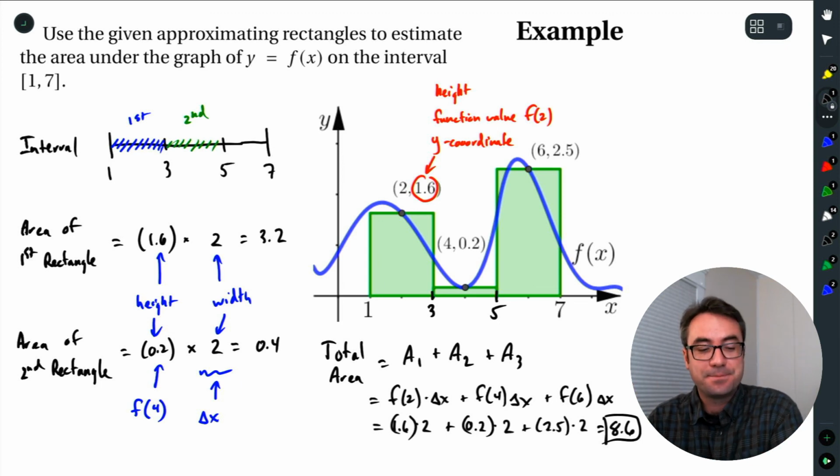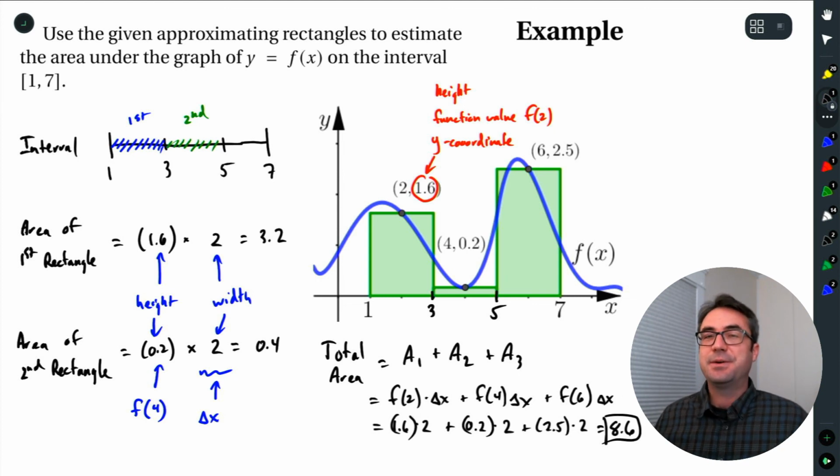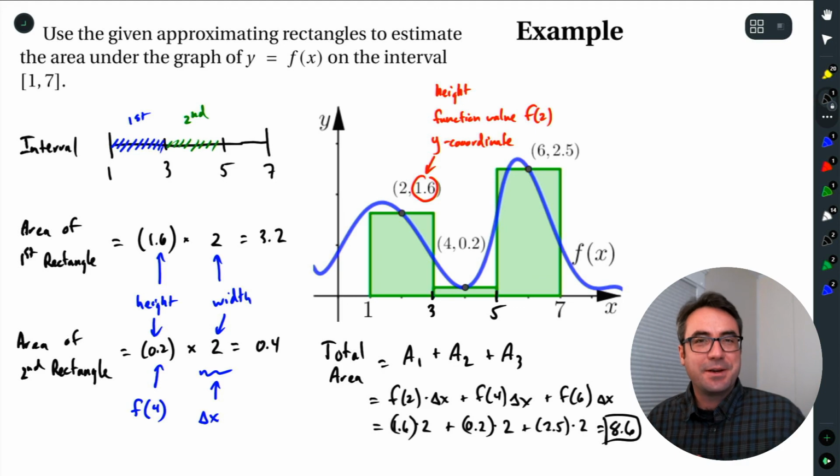All right, so we're seeing here, if we look at our total area calculation, it should feel kind of similar to the distance calculation that we did in the last example. So we're going to explore that similarity next.